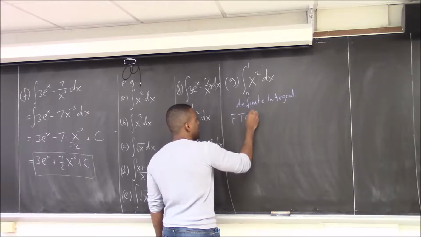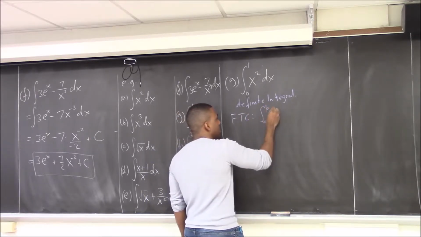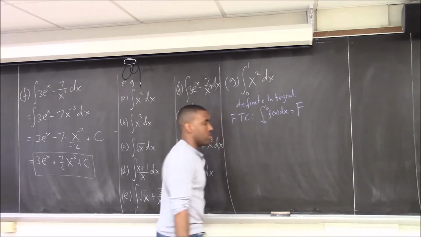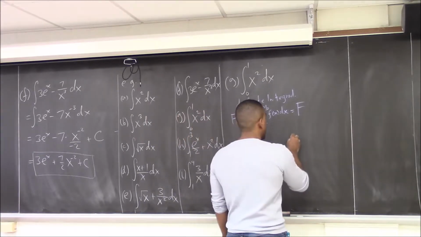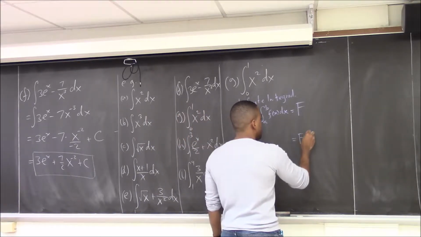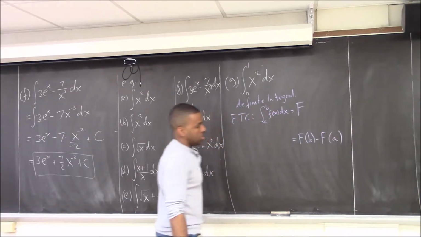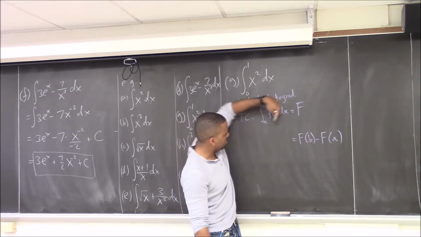So the fundamental theorem of calculus says you can compute a definite integral from a to b by just finding the antiderivative and then plugging in. Ultimately, it becomes f of b minus f of a. So you take the antiderivative, plug in the top number, minus the antiderivative, plug in the bottom number.